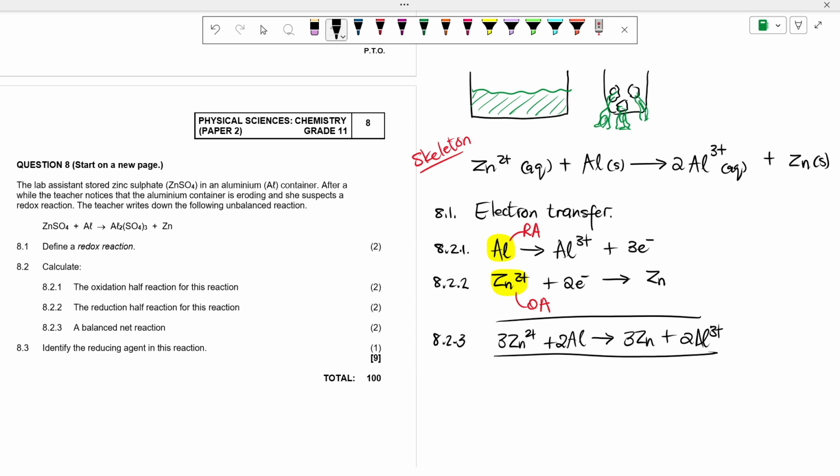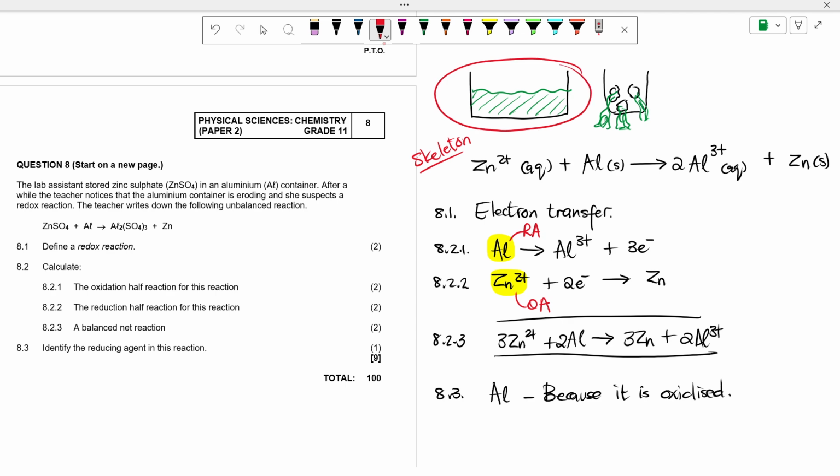Okay, and that's actually 8.3. They say identify the reducing agent. That's the one that is oxidized. And if they want a reason, because it is oxidized. Okay, pretty straightforward. A question might be, will the reaction in the container react? Maybe they have something other than aluminum.